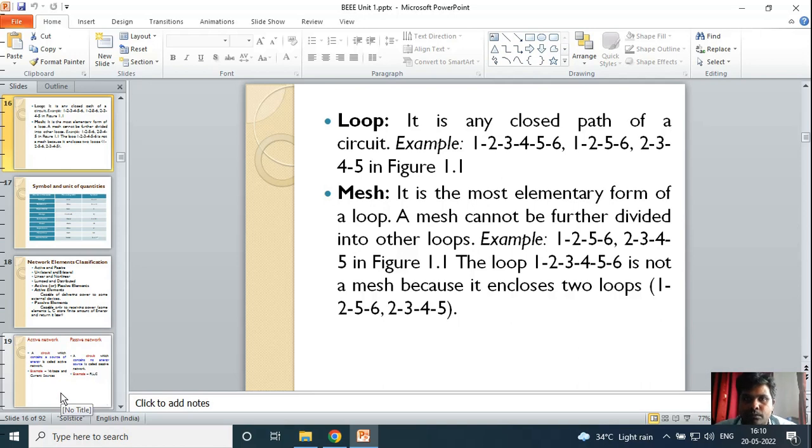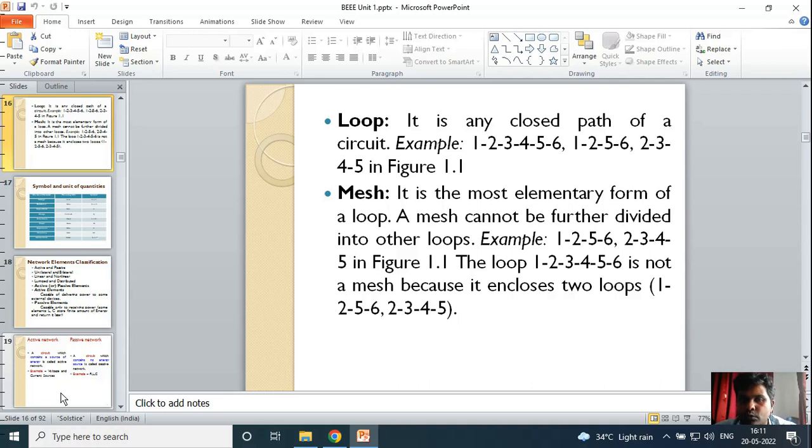Then what is meant by mesh? A mesh is the most elementary form of a loop. A mesh cannot be further divided into other loops. The loop 1, 2, 3, 4, 5, 6 is not a mesh, because it encloses two loops, 1, 2, 5, 6 and another one, 2, 3, 4, 5. So the meshes are 1, 2, 5, 6 and 2, 3, 4, 5.